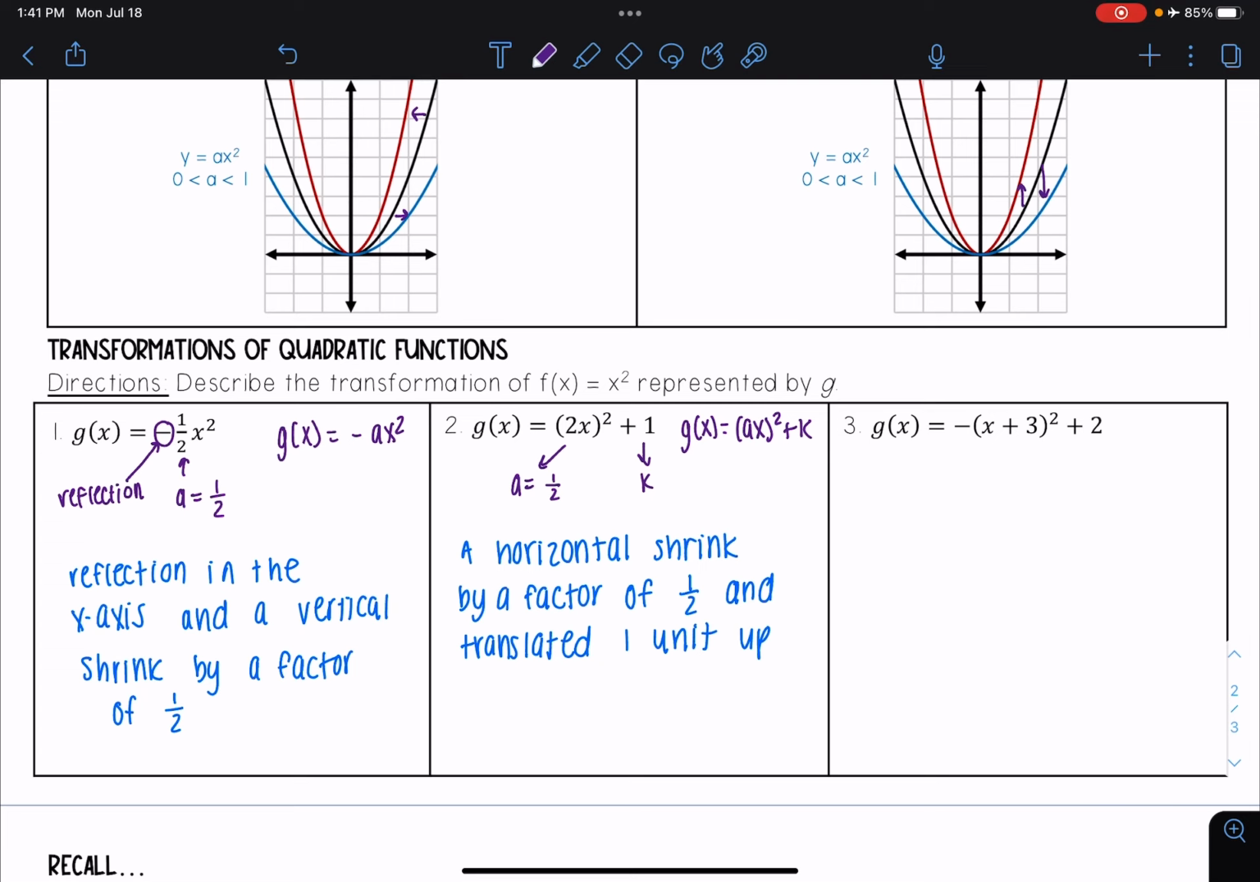Here I have g of x is equal to negative x plus 3 squared plus 2. So at first I notice that negative out in front, so that indicates to me a reflection. And then I have this x plus 3 squared plus 2. I know this x plus 3 is going to tell me something about my h. But I want to go ahead and rewrite this as x minus negative 3. So I know my h is negative 3 and my k is 2.